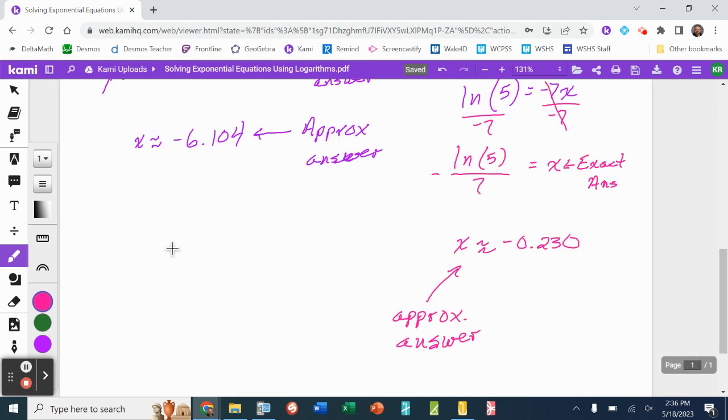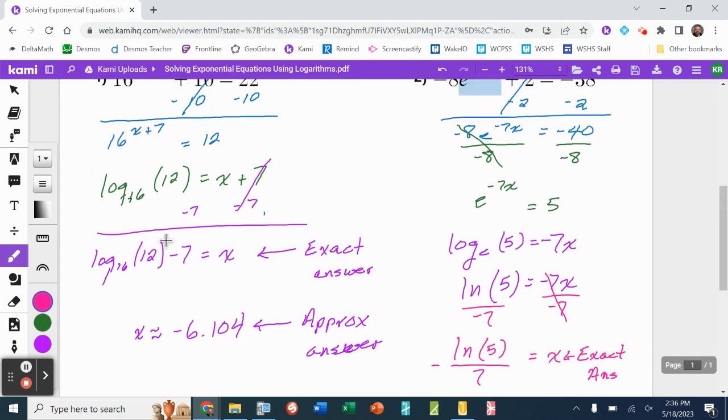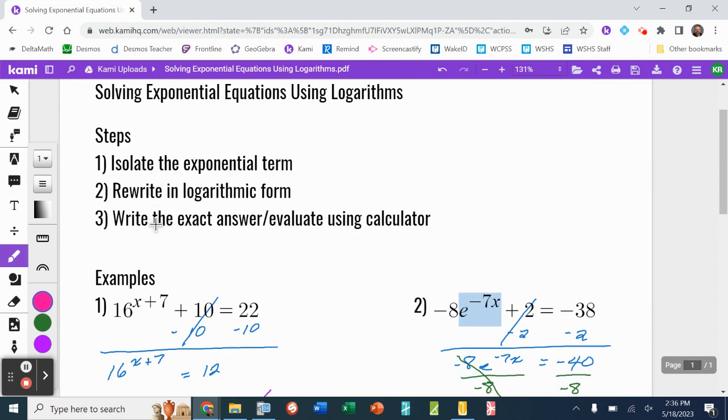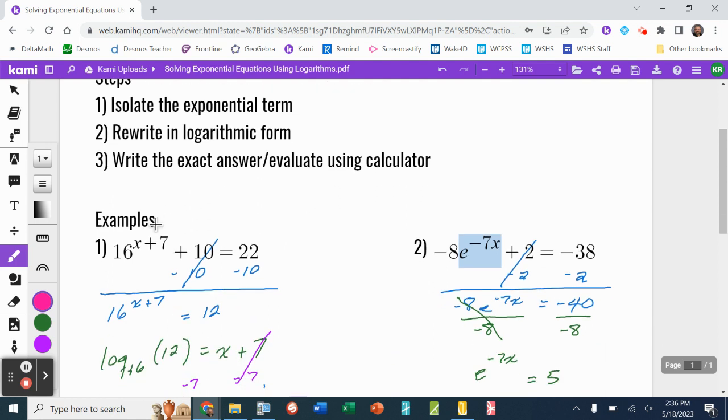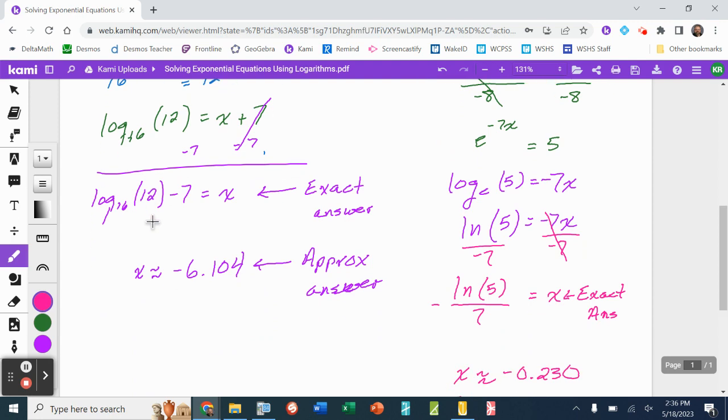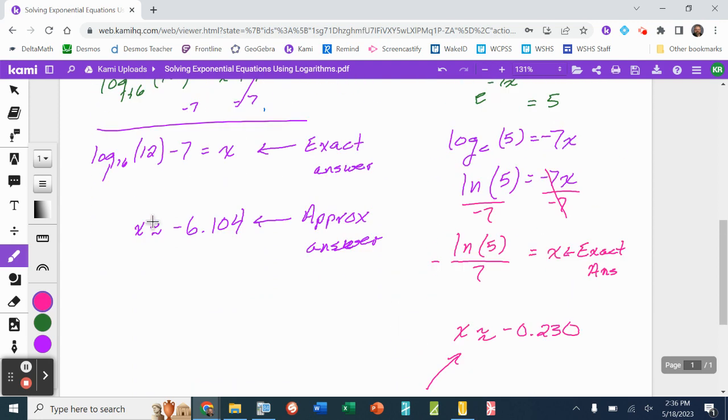So that's how we solve equations using logarithms. 3 basic steps: isolate the exponential term, rewrite it in logarithmic form, solve for the variable, and then write the exact answer or evaluate depending on the instructions for your assignment.